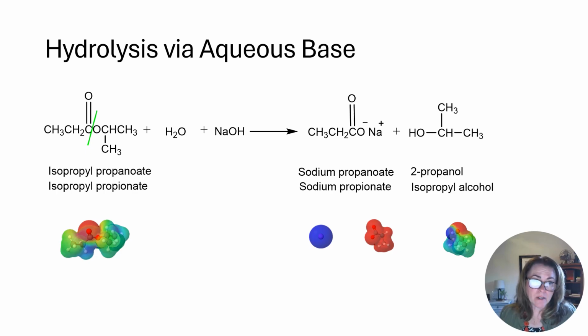Now what will happen is that acid is going to ionize. So in this case, a hydrolysis via aqueous base is going to produce the base form of the acid, the ionized form of the acid. So that hydrogen is going to ionize and gets donated essentially to the alcohol. So our two products are going to be a carboxylate salt and your alcohol.